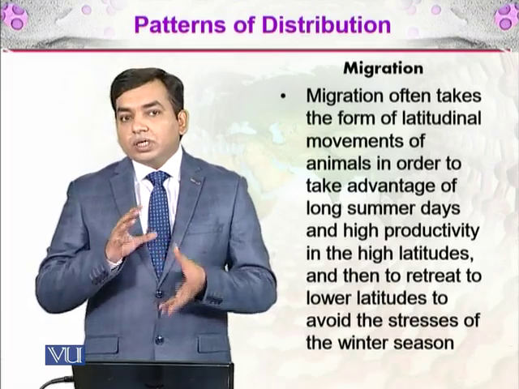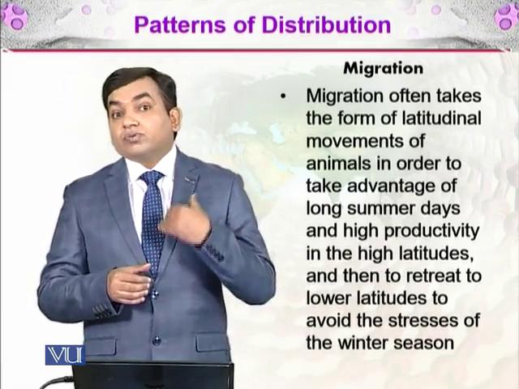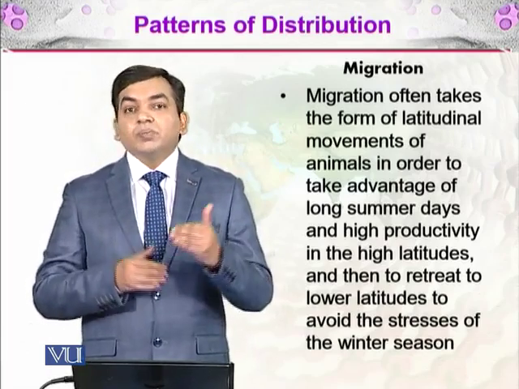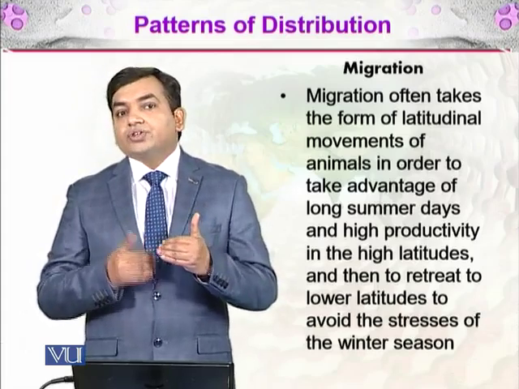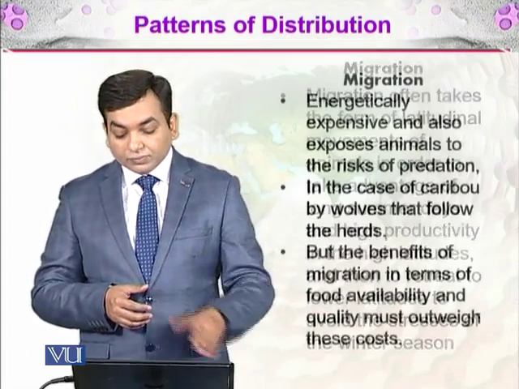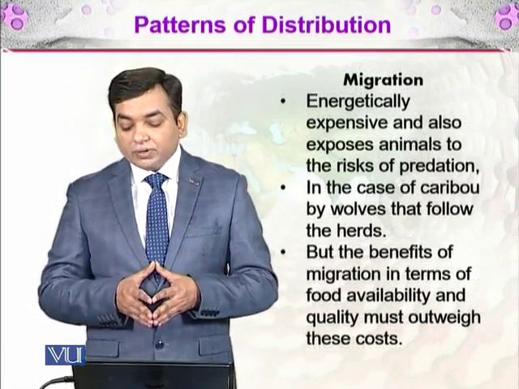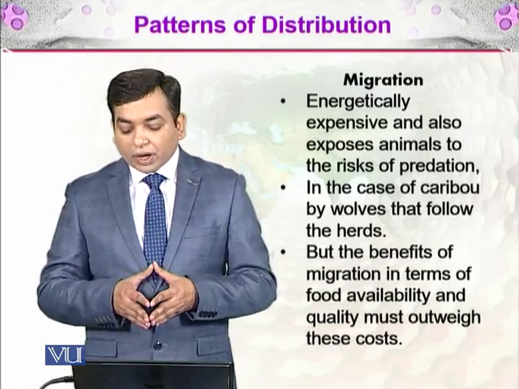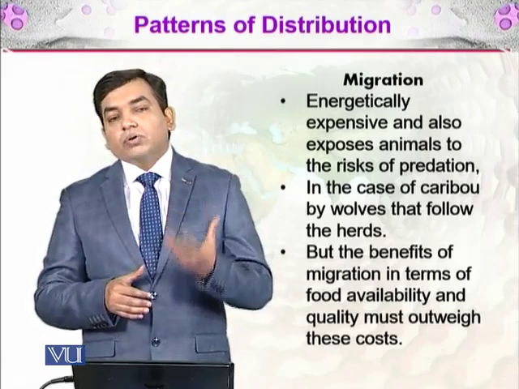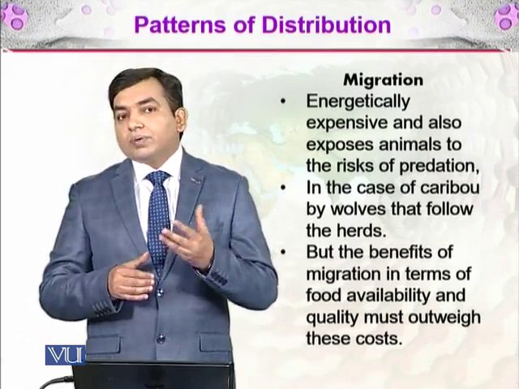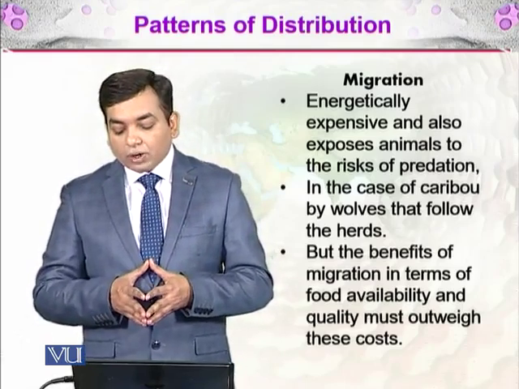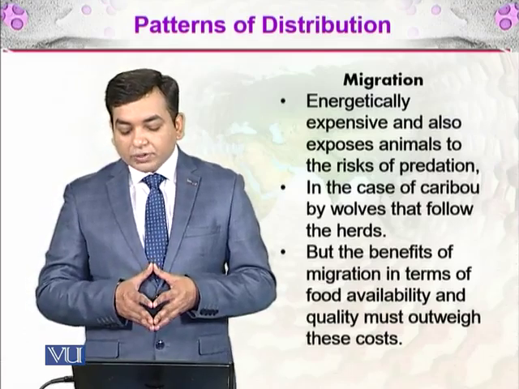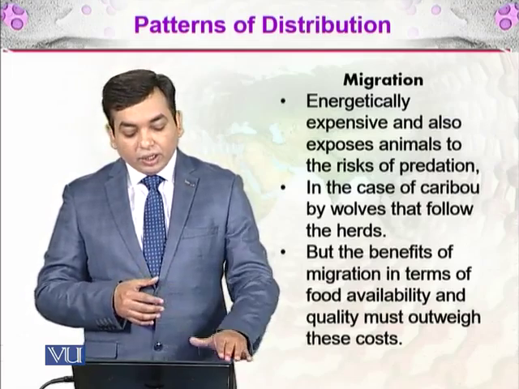So that means there are different weather patterns. If there are some organisms which are living in the summer environment, they like more temperature, they will be migrating from these areas year round. This is energetically expensive, and also exposes animals to the risks of predation, in the case of caribou, by wolves that follow the herd. So caribou are herbivores present in North America, and they are followed by the wolves. But the benefits of migration in terms of food availability and quality must outweigh their costs.